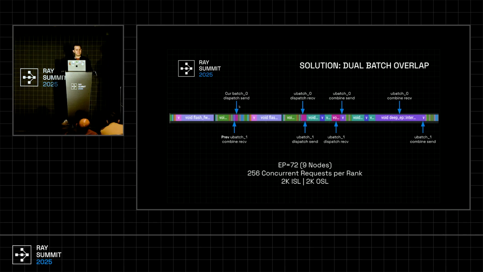After we do the dispatch send for current batch 0, you can see that we're immediately going into attention for microbatch 1. After attention for microbatch 1 is done, we call dispatch receive for microbatch 0 and immediately do the dispatch send for microbatch 1. Then we have the MoE going on for microbatch 0. We call microbatch 1 dispatch receive. We call microbatch 0 combine send. We do the MoE for microbatch 1. And then we do the combine receive for microbatch 0.